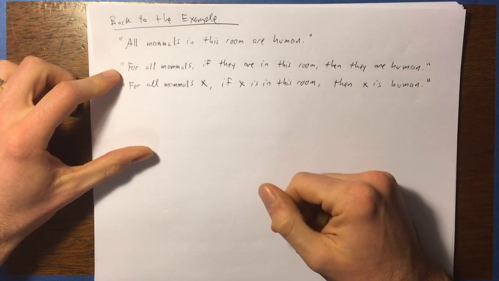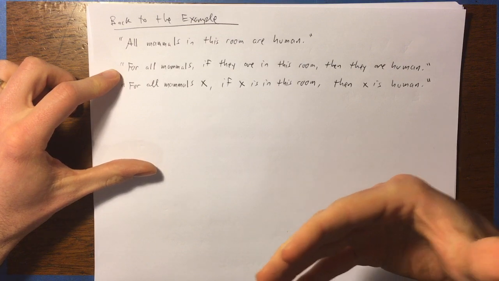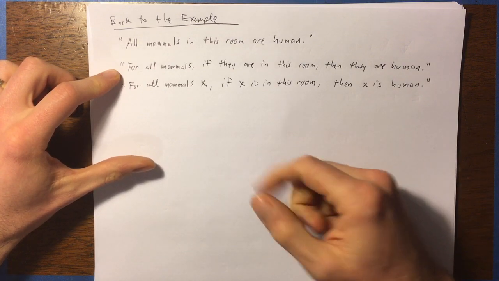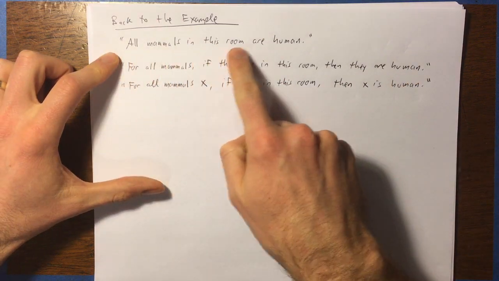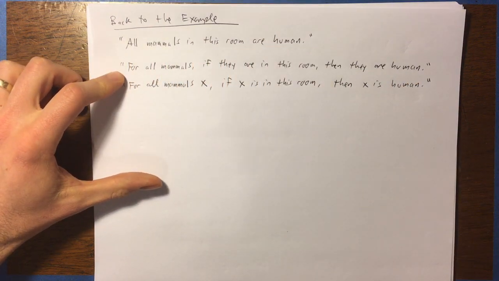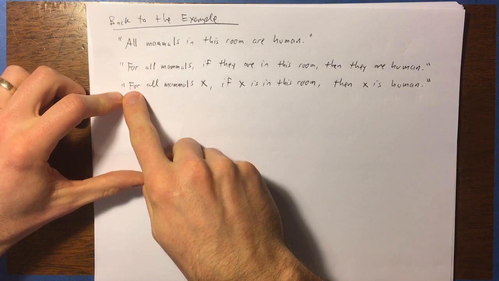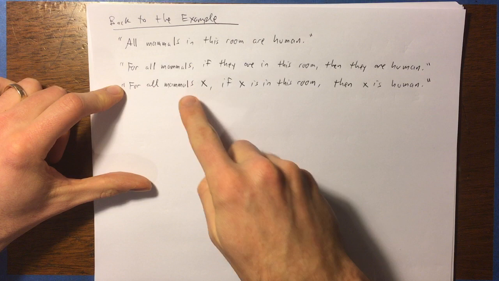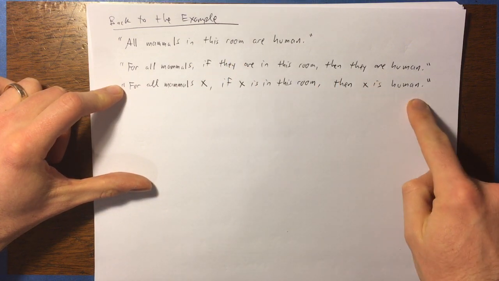So that helps us because it sort of reveals that this is going to be represented by an implication statement, right? If you think about the meaning of these two, they are the same. Saying all mammals in this room are human is like saying, given any mammal, if it is in this room, then it's human. And now we can phrase that in terms of a variable. For all mammals X, if X is in this room, then X is human.